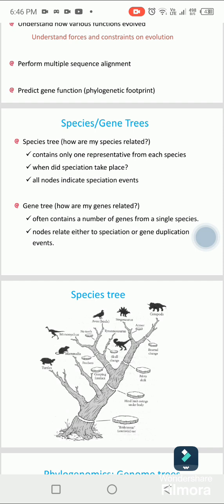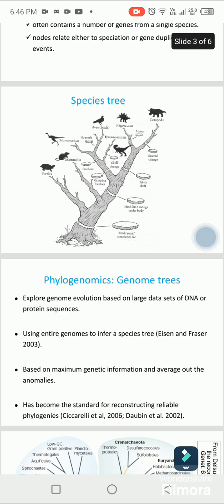Gene tree: how are my genes related? It often contains a number of genes from a single species. Nodes relate either to speciation or gene duplication events. Species tree.